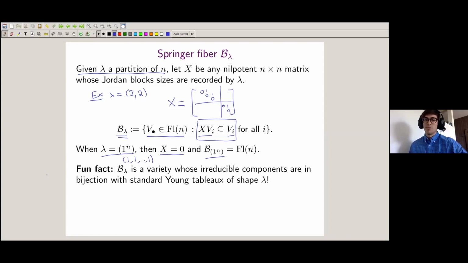And one fact I really love about Springer fibers is that this is a variety, but it has multiple irreducible components. So it breaks up into smaller pieces in a way. And those irreducible components are in bijection with standard Young tableaux of that shape lambda.